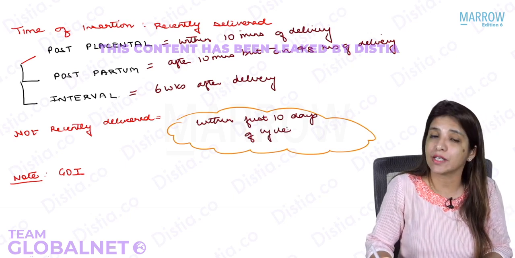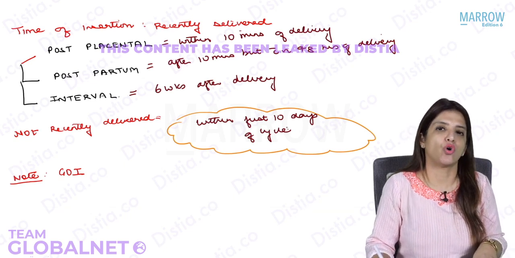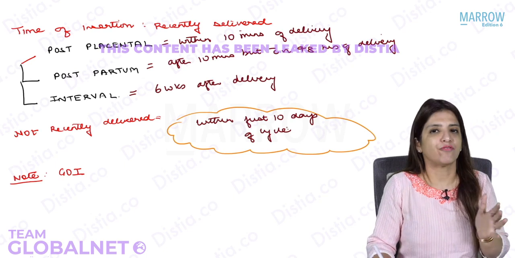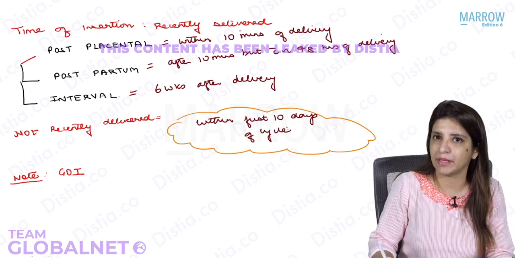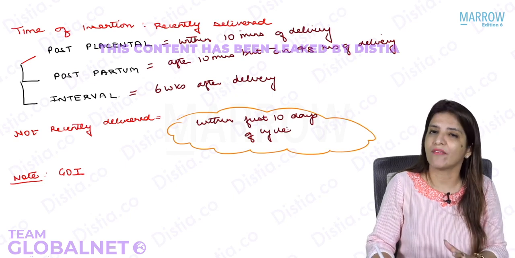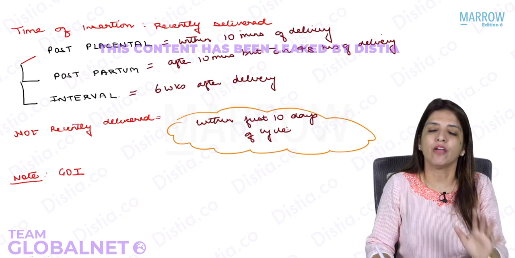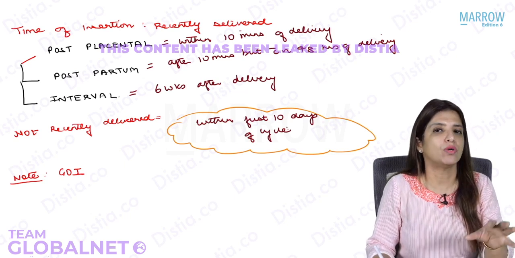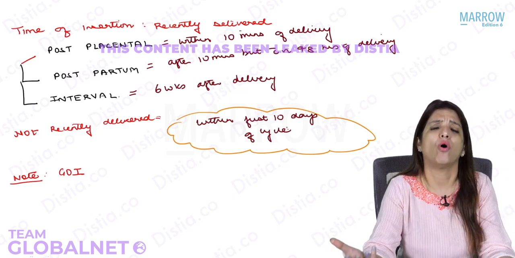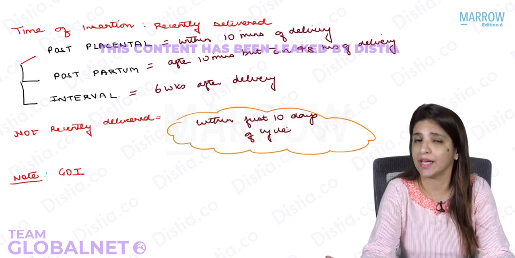Within the first 10 days of the cycle. Why within the first 10 days of the cycle? Because this ensures that the patient has not become pregnant, right? After 10 days, ovulation may happen any day, and it could be that the patient has conceived, right? So you have to do it within the first 10 days of the cycle. This applies to a female who has not delivered or was not pregnant in the recent past, and you are putting an IUCD in her.